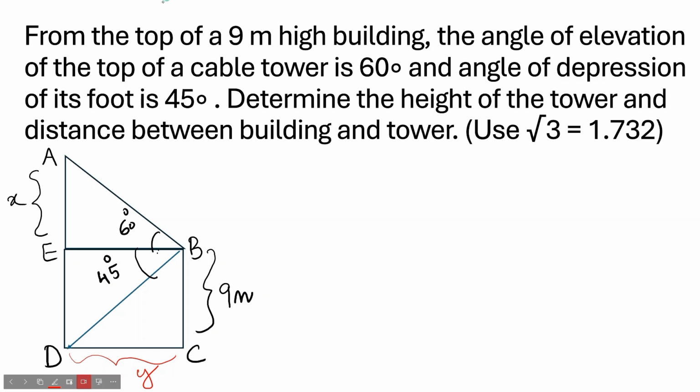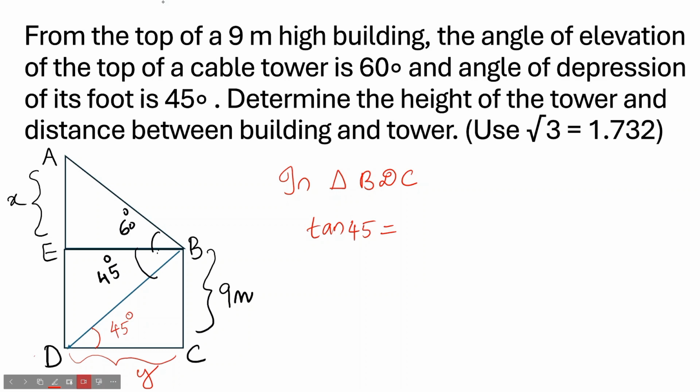You can write the given details first: height of the building 9 meters, angle of elevation 60 degrees, angle of depression 45 degrees. Rewrite all the given details, and after that write in triangle BDC. Before that, please tell me what this angle BDC should be. Definitely it is 45 degrees, right? Because it is an alternate angle. BE and CD are two parallel lines and BD is intersecting them, so it makes alternate angles. So it is 45 degrees in triangle BDC. Can you tell me what is tan 45?